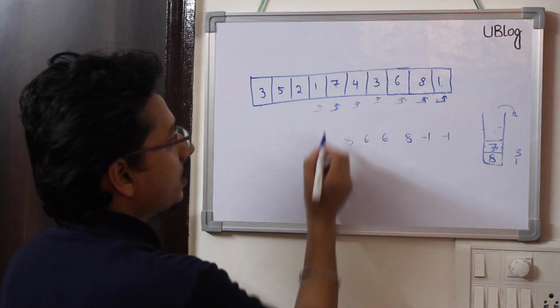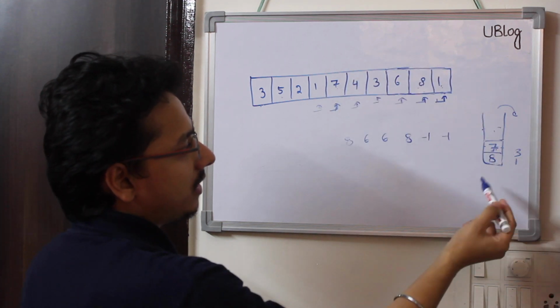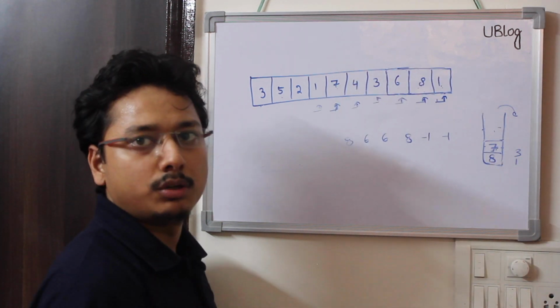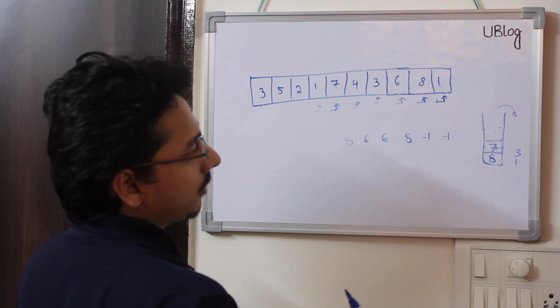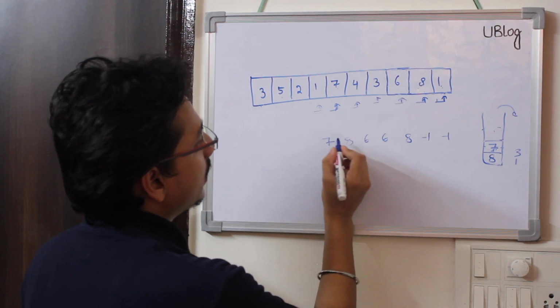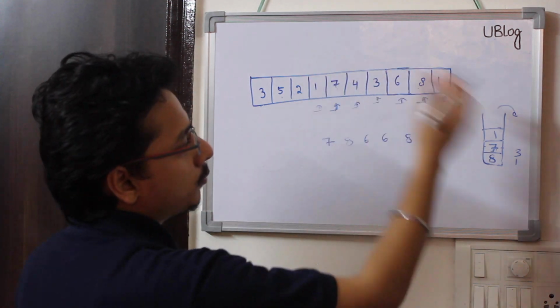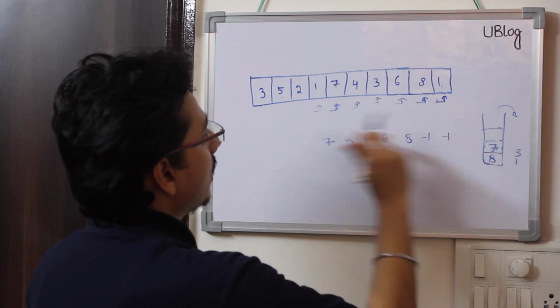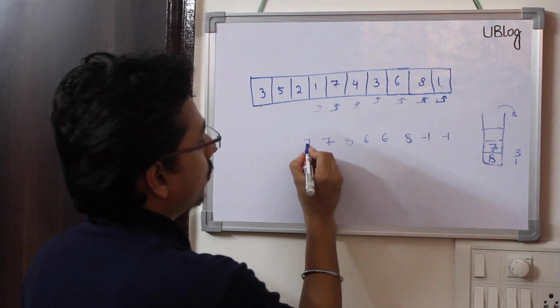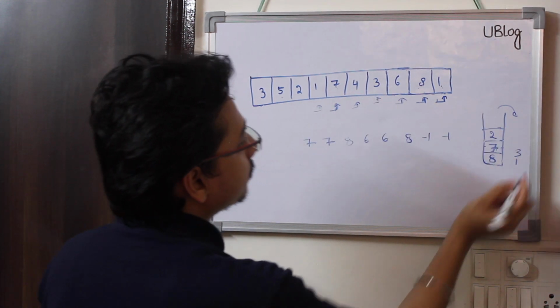Now I am at 1. So I need to pop all the elements smaller than that. There are no smaller elements, so I don't need to pop it out. Then I print the top element. So that is 7. And then I push my 1 to stack. Now I am at 2. I need to pop all smaller elements. So I'll pop 1 and then print the top. So top will be 7. Then I push 2 in it.